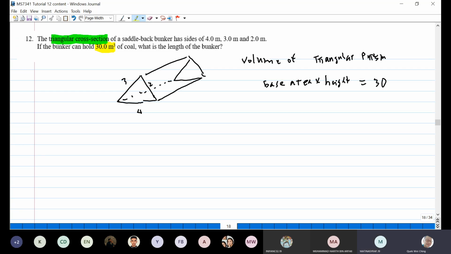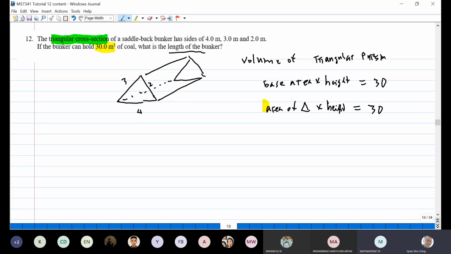What is the base area? The area is a triangle here, so it is the area of a triangle, times height. The height you don't know. Or the length. Find the length of the bunker. It's the height here now.